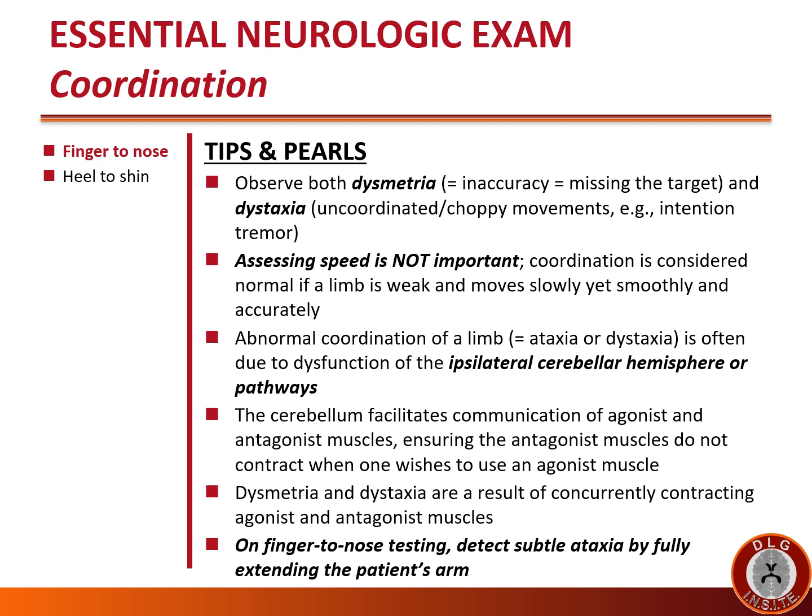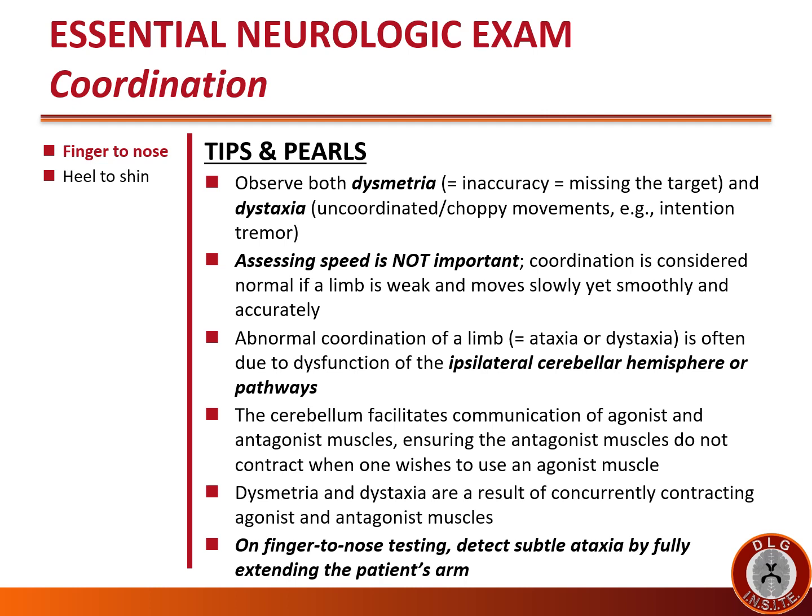Tips and pearls, coordination, finger to nose. Always observe both dysmetria and dystaxia when assessing coordination. Dysmetria is inaccuracy or missing the target, and dystaxia is uncoordinated or choppy movements, also known as an intention tremor. Assessing speed is not as important. Coordination is considered normal if a limb is weak and moves slowly yet smoothly and accurately. You're looking for smoothness and accuracy.